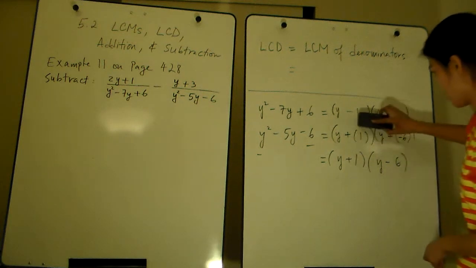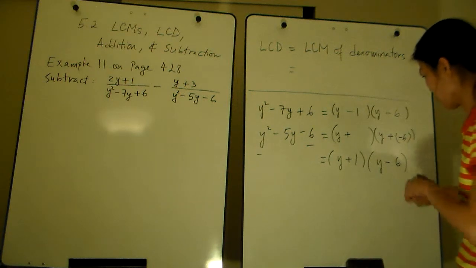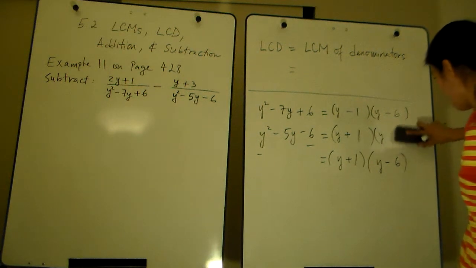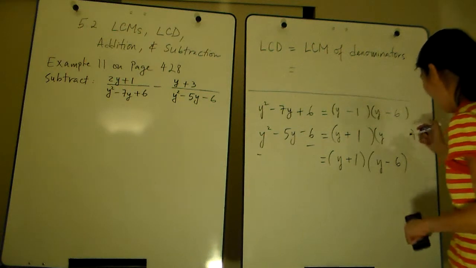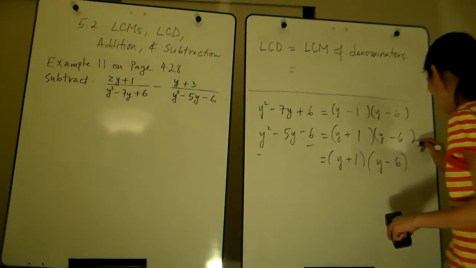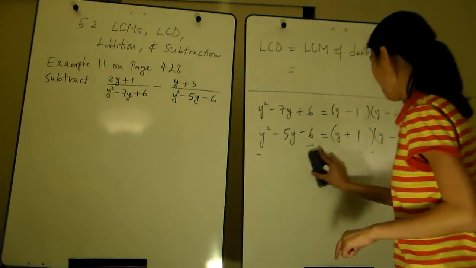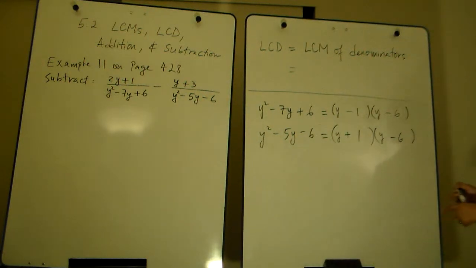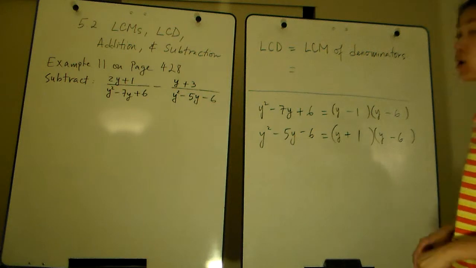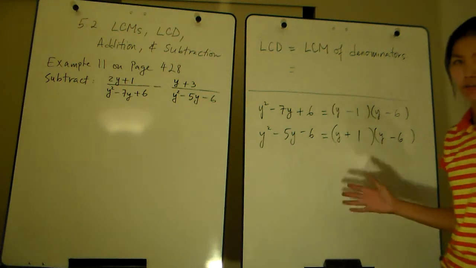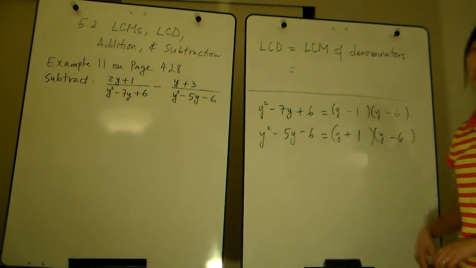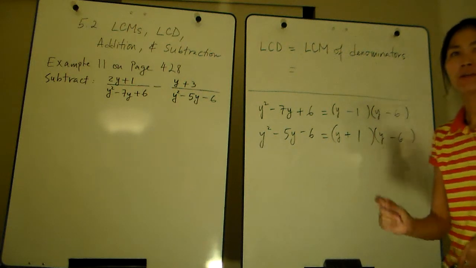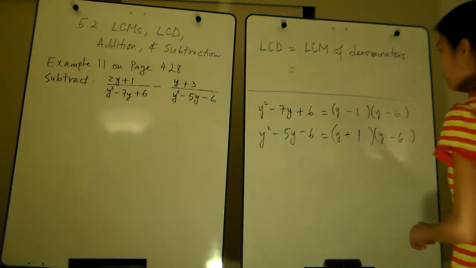So let me rewrite this as y plus 1 on here. Make it cleaner, y minus 6. Change this to y minus 6. Okay, clear all these out. Now, to find the LCM, you need to include all factors in both of these denominators, okay? Include all factors, but you use the factor with the highest degree.